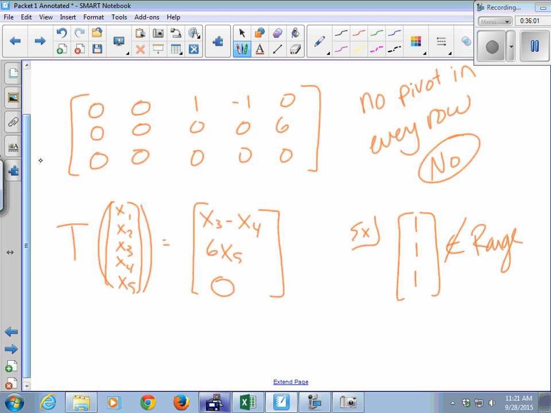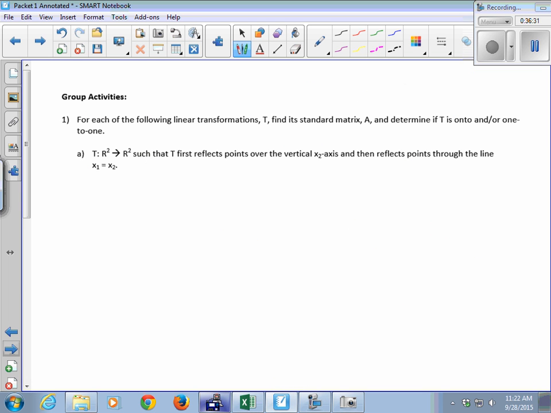For onto, we're looking, is there a pivot in every row? So it's possible with 3 rows and 5 columns to have a pivot in every row. If this was a non-zero, I'd have a different standard matrix A, and it would be possible that I could have a pivot in every row, and it would be onto. It's impossible that it could be one-to-one, because you can't have a pivot in every column of a 3x5 matrix. Okay, so I think that's enough of me talking. You do some activities now.